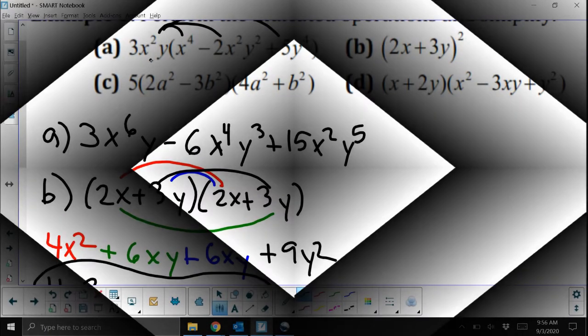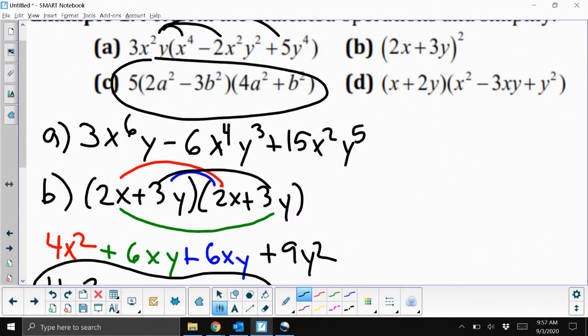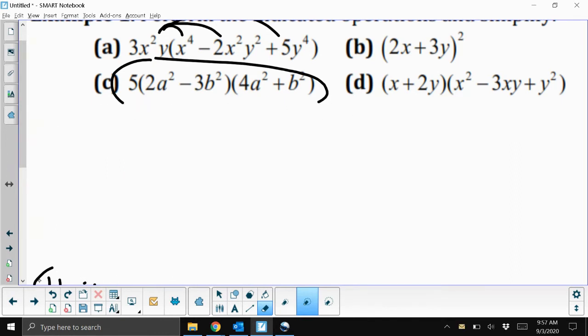All right, so let's take a look at C. So how would we handle something like that? So let me clear out what I can here. There we go. All right.